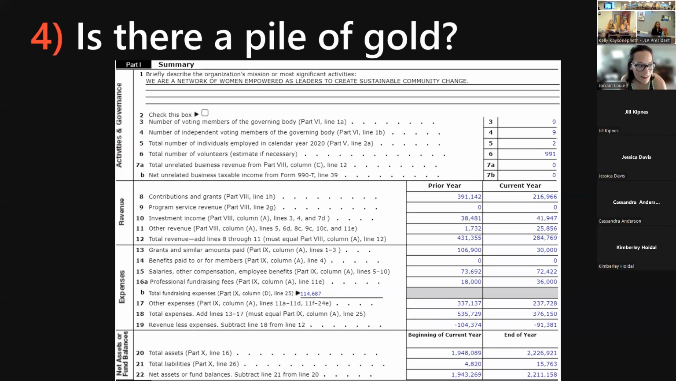Question number 4, is there a pile of gold? We're going to look at total net assets and fund balances here at the very bottom. So it would appear that the Junior League of Phoenix has some assets, right? I don't know where this $2.2 million is from, but it's going to be detailed in part 10, line 16. My guess is you probably have some sort of endowment investment account. You probably have some real estate. And for an organization size of $500,000, 4 times that amount would not raise a red flag to me.